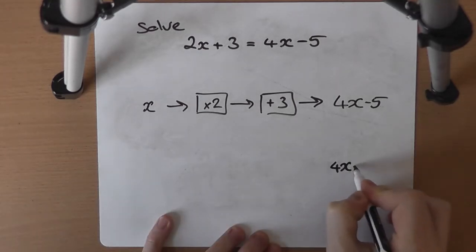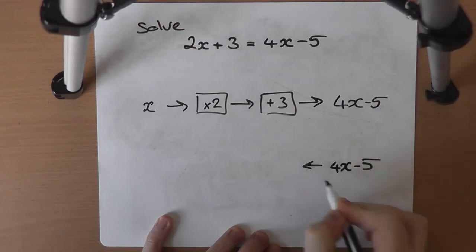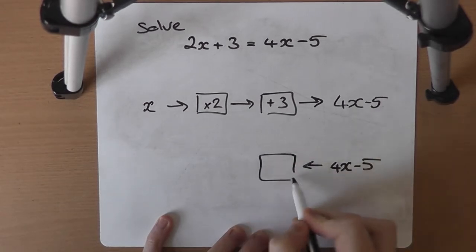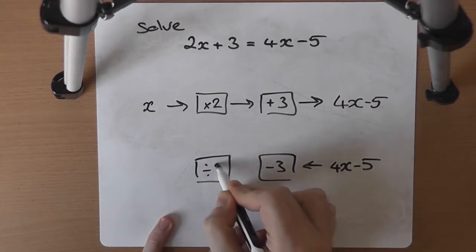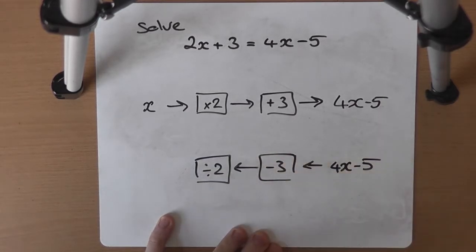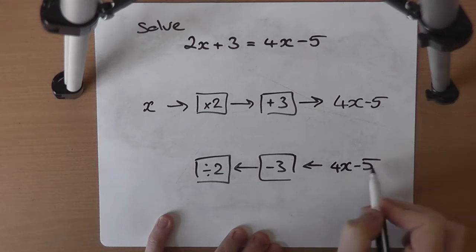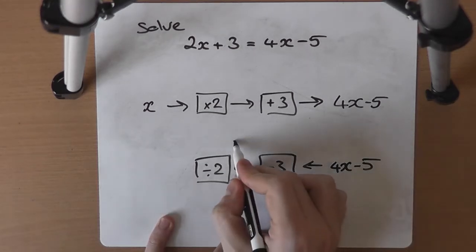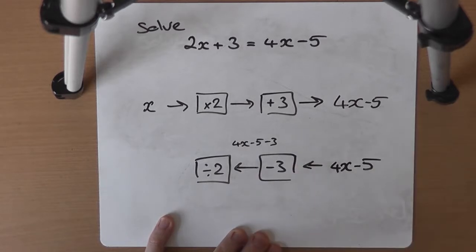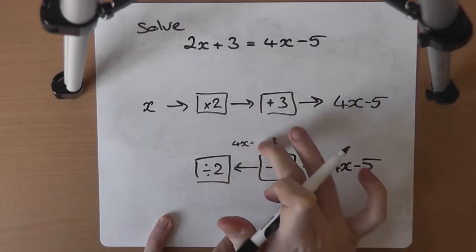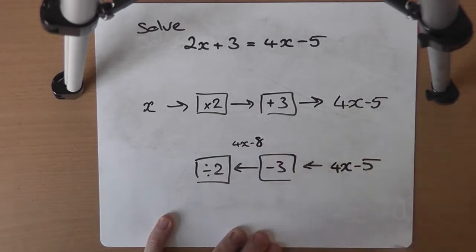So in theory then we can reverse the function machine. We can put the 4x take 5 back in. Instead of adding 3 we'd be taking 3 away, and instead of timesing by 2 we'd be dividing by 2, doing the opposite as we reverse the machine. 4x minus 5 goes in and then we take away 3, so that will be 4x take 5 and then take away another 3. Well, the take 5 take 3 would combine to become a 4x take away 8.